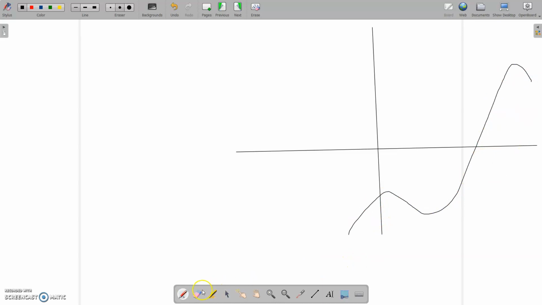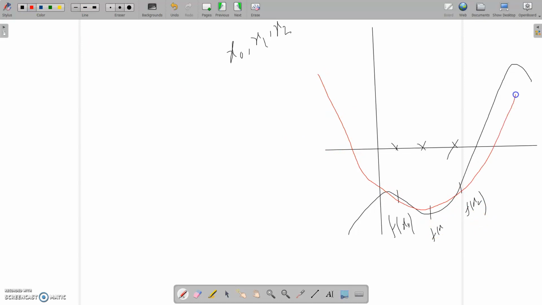So first, let's assume this was our curve. The points that we assumed are x0, x1, and x2. So let's say this is my x0, x1, and x2. That means this is my point, this is my point, this is my point: f of x0, f of x1, and f of x2. I have calculated these things. Now based on these 3 points, I want to find my parabola.